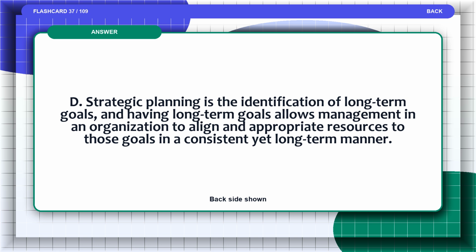strategic planning is the identification of long-term goals, and having long-term goals allows management in an organization to align and appropriate resources to those goals in a consistent yet long-term manner.